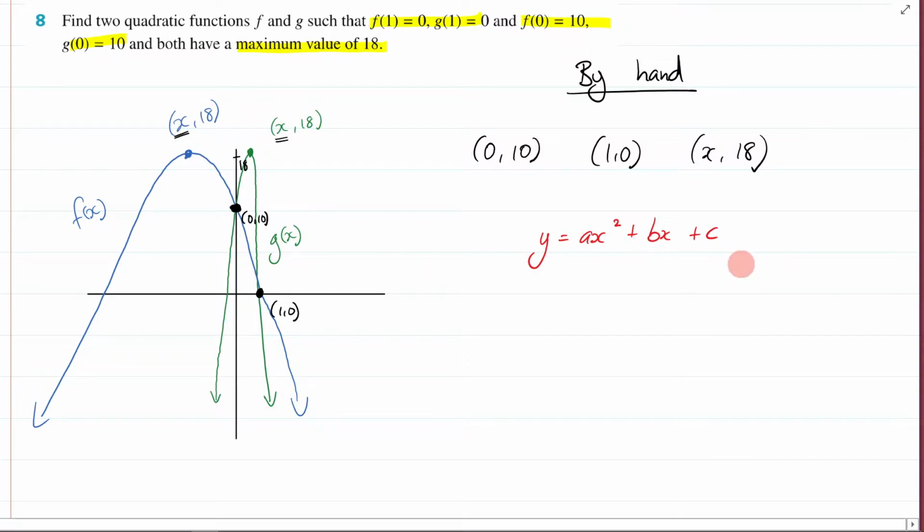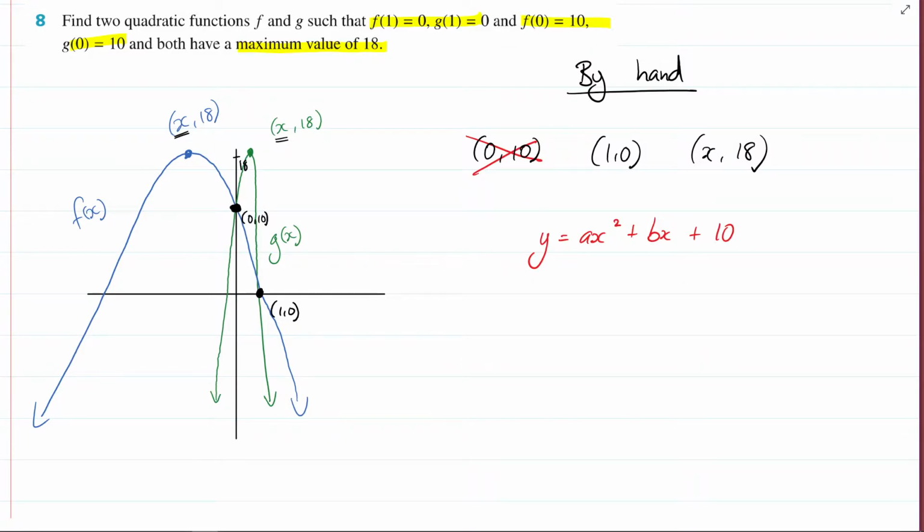All right, first things first, can you tell me what this c is telling me? That c is telling me the y-intercept. And I know what the y-intercept is. The y-intercept is (0, 10). It's that piece of information right here. So that means I can immediately replace this c with a 10. And I'm using that piece of information there. Once I've used it, I can't use it again because I've used it to figure out what c is.